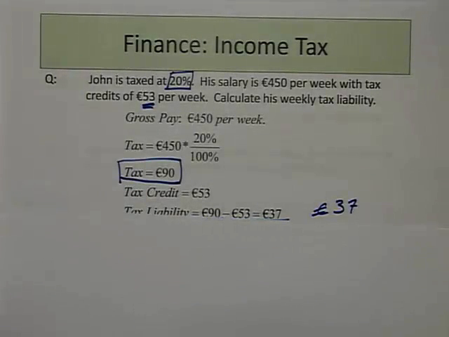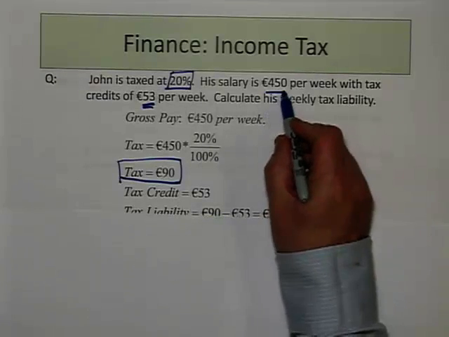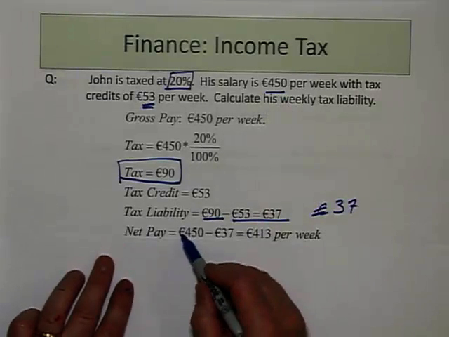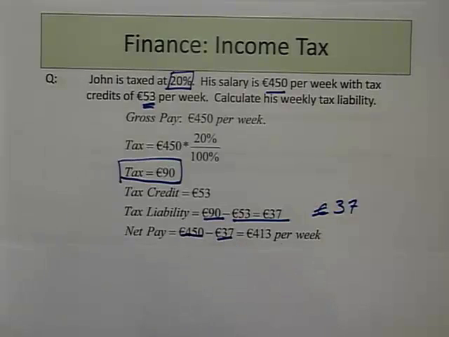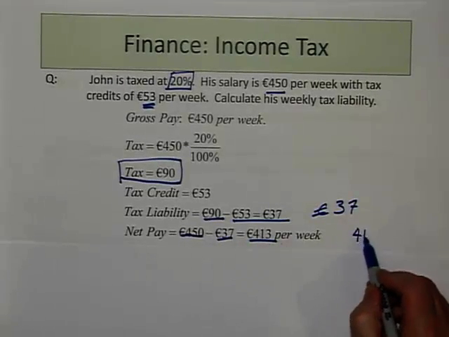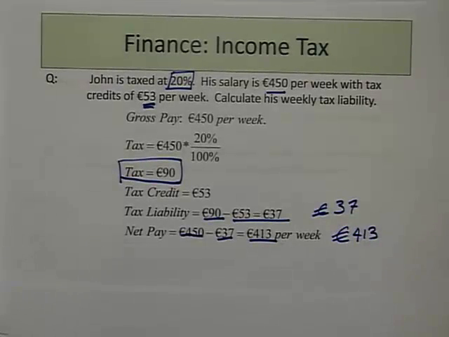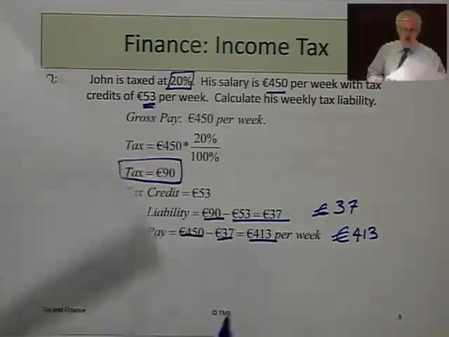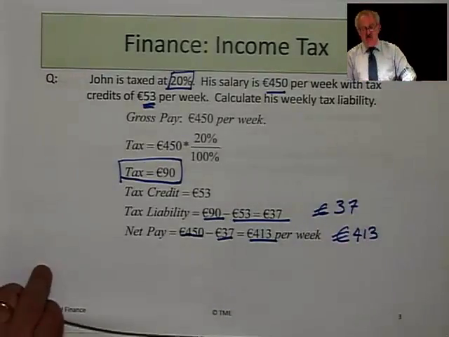But what was his net pay? Well, he was getting $450 a week, so $450 was what he was being paid. 37 is what his tax bill is. So $450 minus 37 is $413 a week. So we've estimated John's entitlement to take-home pay from his $450 salary.